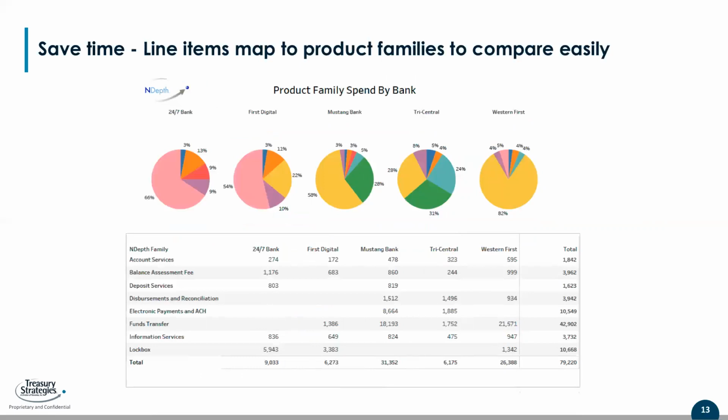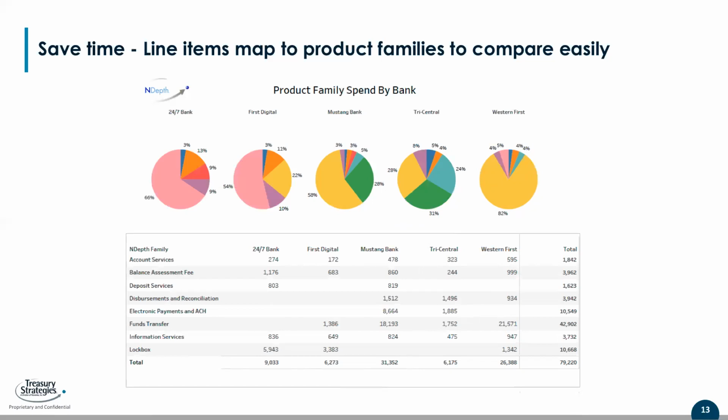Another area, now getting down into more detail on the services spend, is all those pesky line items being aggregated into product families that make sense for you so you can compare bank to bank easily. Now, Tony introduced that concept of product families. We have defined in NDepth 9 standard product families and mapped every one of the 2,600 plus individual bank service charge items into those 9 product families.